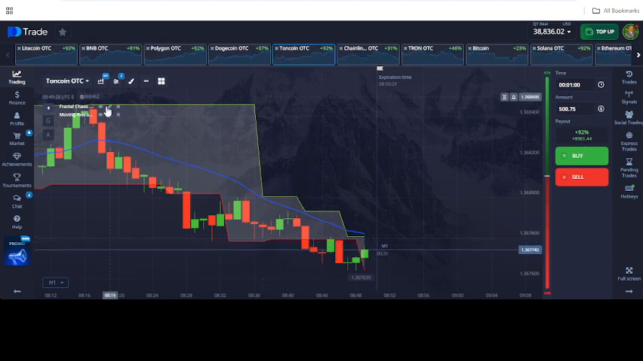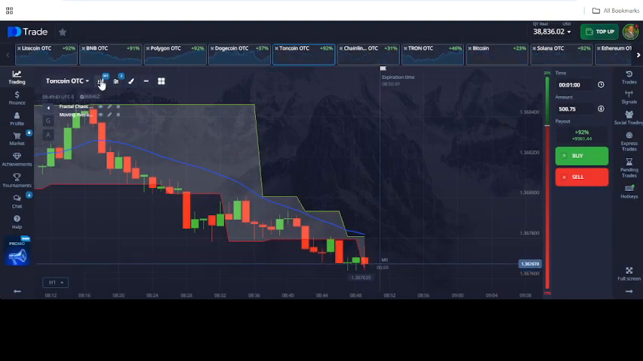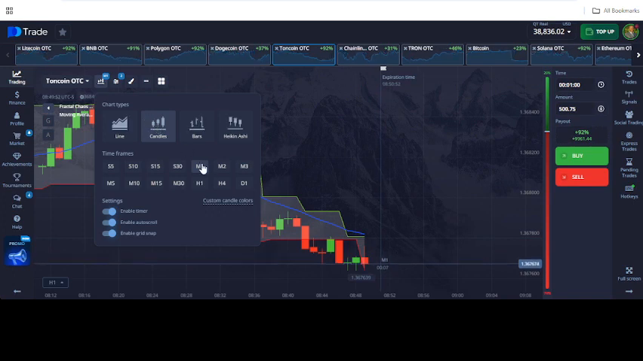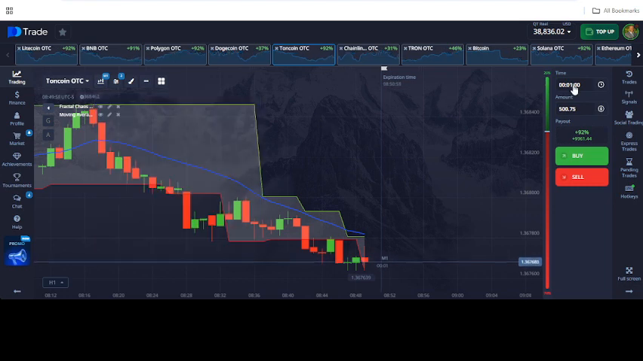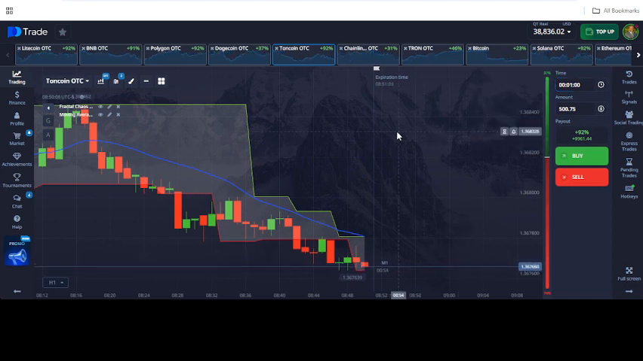Okay. And for my moving average, I have the period set to 20 SMA, simple moving average here. And in my style settings, I've increased the line pixel to 2 here. Okay, now for my candlestick charts, I have my candles set to 1 minute and one Japanese candles, regular Japanese candles. And for my trade timer, I've also set it to 1 minute. So I'll be taking 60-second trades. Okay, so what I'm going to do now is I'm going to pause the video and look for some setups.